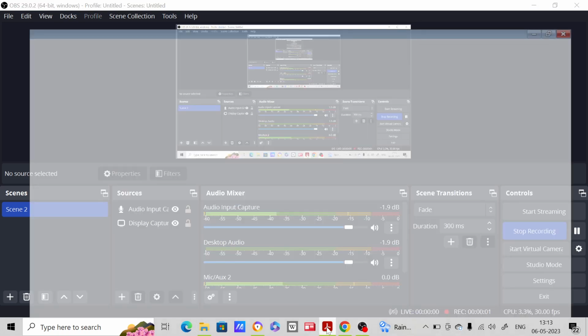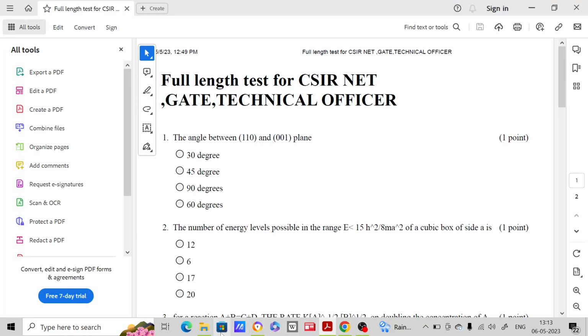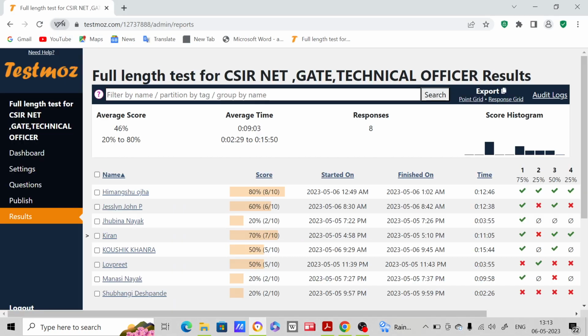Hi everyone, welcome. So totally 8 candidates have given the test. Totally 100 candidates are allowed, but so far only 8 candidates have given the test.